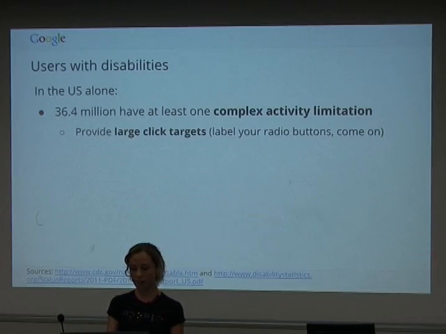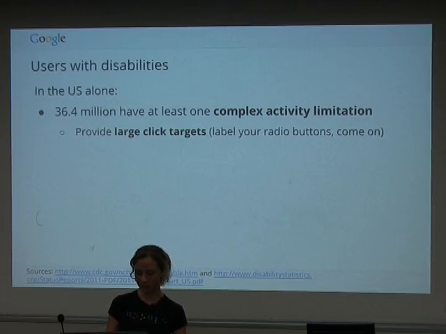All right, so again, in the US, 36.4 million people have at least one complex activity limitation. So these users may not be able to use a mouse or may actually have trouble using a keyboard. So for these users, providing large click targets is absolutely critical. And I think, again, this is something that we all really appreciate.